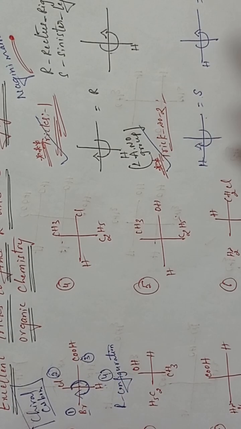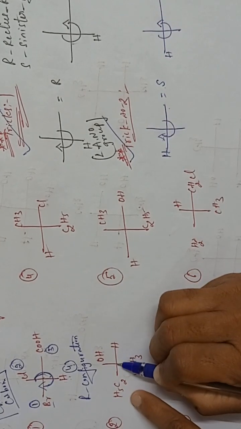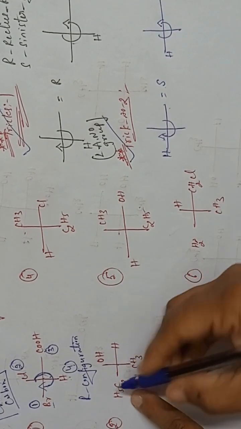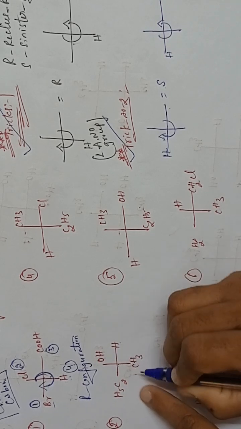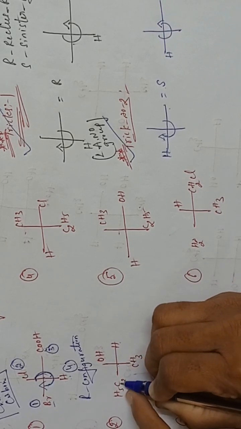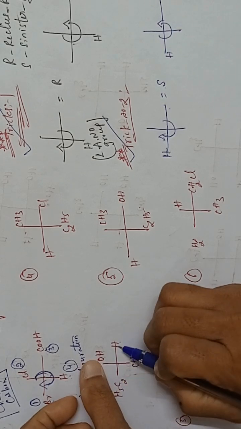See students, next compound. See here, this is the chiral carbon. It is attached to 4 different groups. It is attached to oxygen, here hydrogen, here carbon, here carbon. So here both are carbon atoms only, but here oxygen, hydrogen.